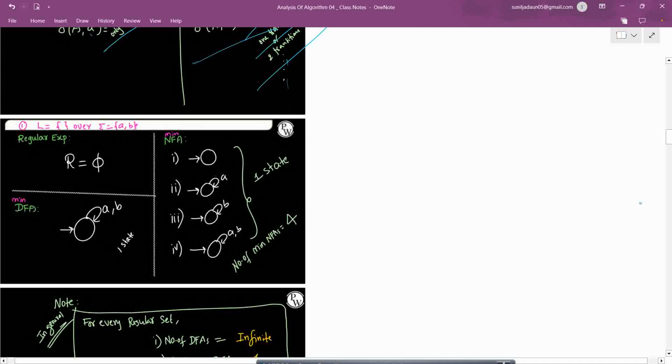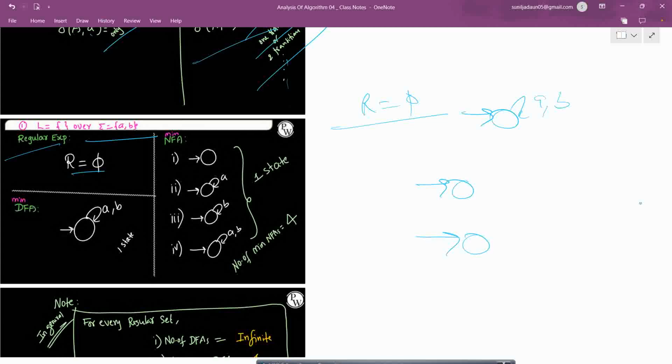Now we will revise along with the problem. Regular expression phi: this is a regular expression, which means what is the final state? For the empty set, the minimum DFA is this, comma B. For NFA, there is no transition, only one transition, or more than one transition. So the number of minimum DFAs should be 4 for one state. These are all minimum DFAs.